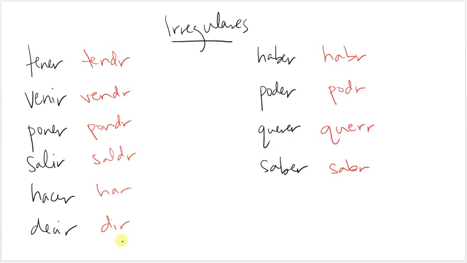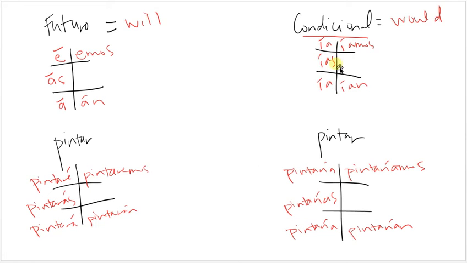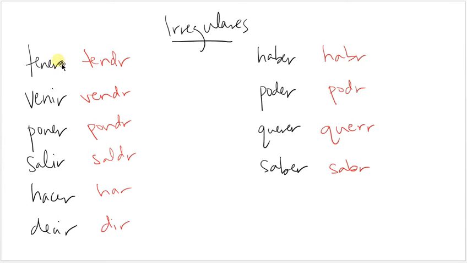These ones are the same ones as the Ten Ven Pon song, and then these ones are the ones that aren't in the song. But it's going to be these plus the conditional ending. So ía, ías, ía. So I would have, I would come, I would put, I would go out, I would make, I would say. There would be, I would be able to, I would want, I would know.